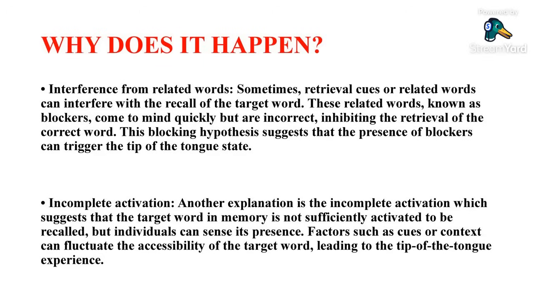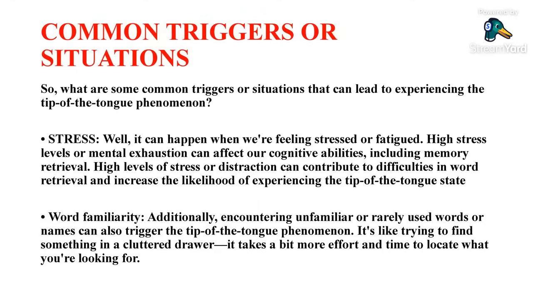So when you want to activate a word and your brain is not fully activating it, you can sense it. How do you know this is happening? You can sense the presence of that word. I know this word. That is why we say most times, I know this word, I want to say something, I can't remember. That is what is happening at that moment. You're undergoing incomplete activation. And factors such as context, the context of your discussion, can actually fluctuate the accessibility of your target word, leading to the tip of the tongue experience.